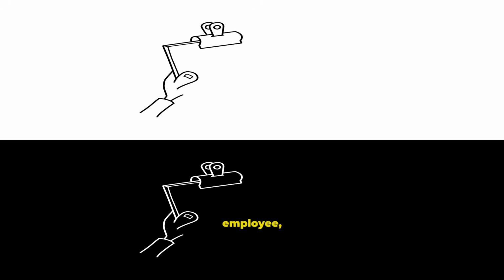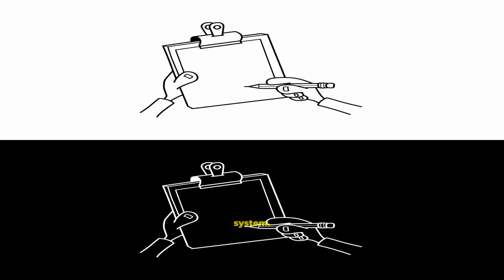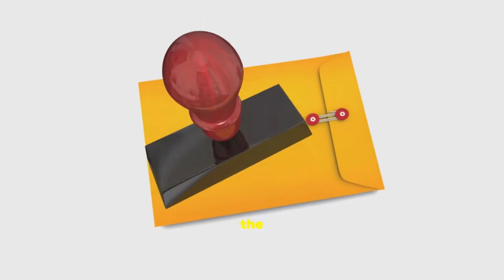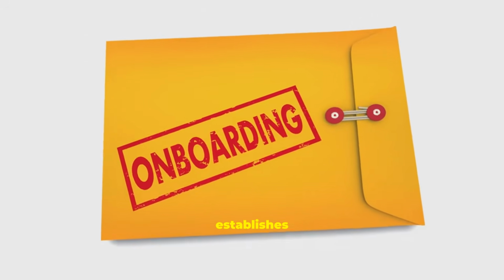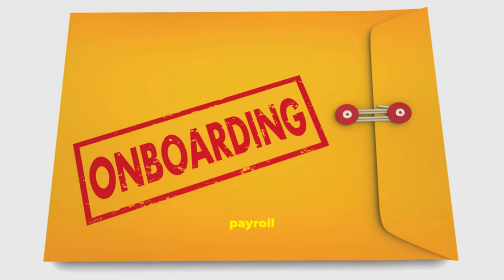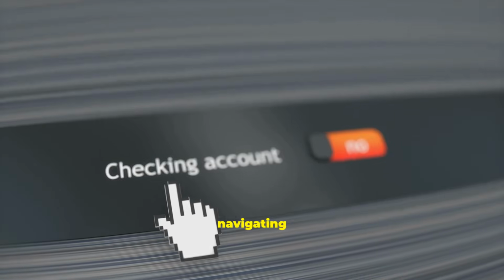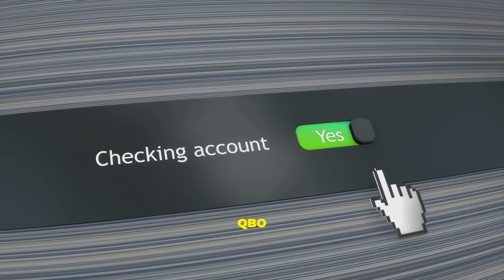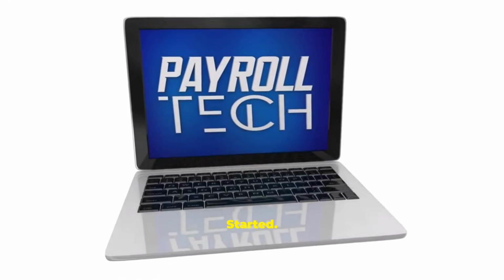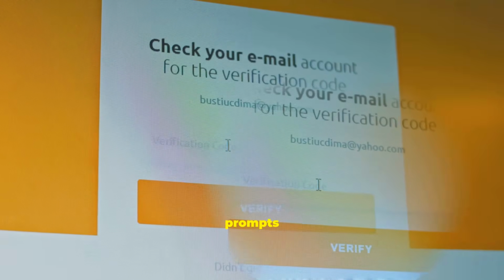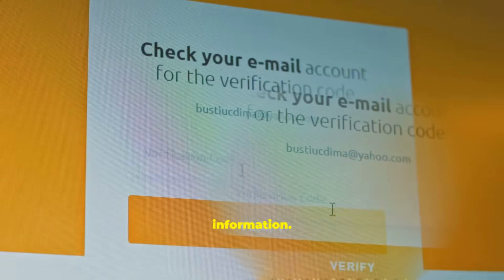Before you can pay a single employee, lay the proper groundwork in the system. The initial setup is the most critical phase. It establishes the framework for every future payroll run. Start by navigating to the Payroll section in QBO and selecting Get Started. The system will guide you through prompts asking for essential company information.